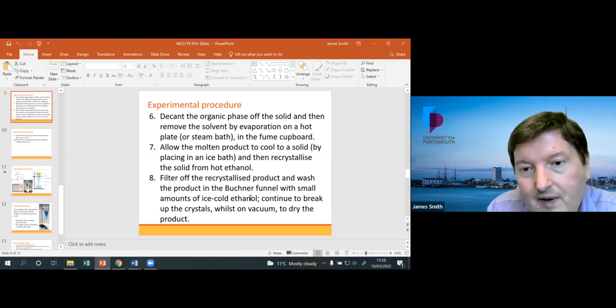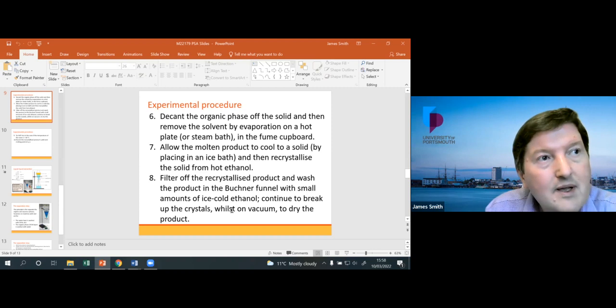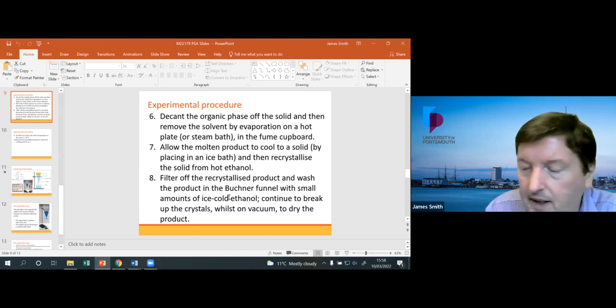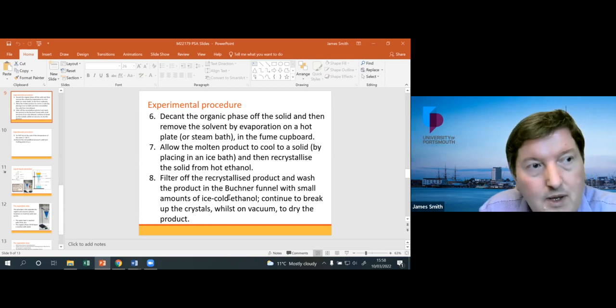And then filter off the solid. And here comes your nice white crystals, hopefully. And then exactly the same as paracetamol: filter it off, get them dry. It's easier to dry them when they're in ethanol, because ethanol is easier to get rid of.